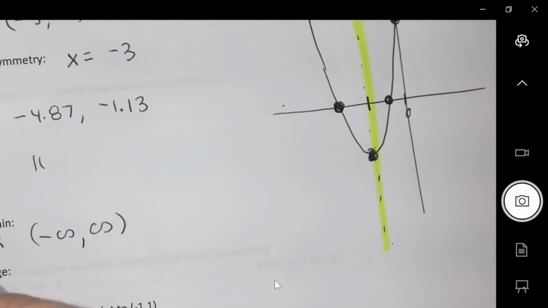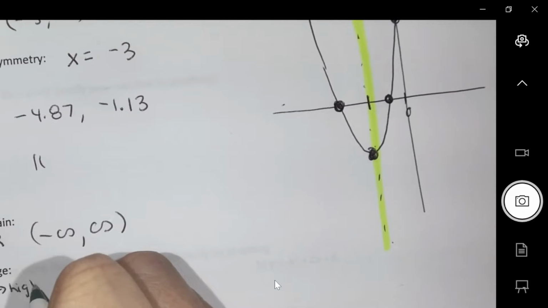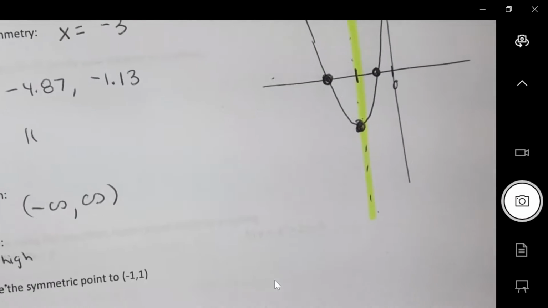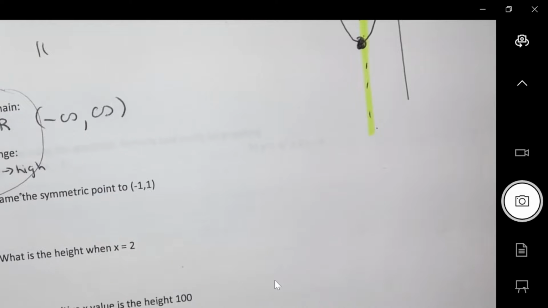Range. You're going to be going from low to high. That's how you do range. What's the lowest to the highest? So if you need to write that down on your cheat sheet, I would suggest, if you don't understand range and domain, make sure you put domain is left to right and range is low to high. If you want those descriptors on your cheat sheet.